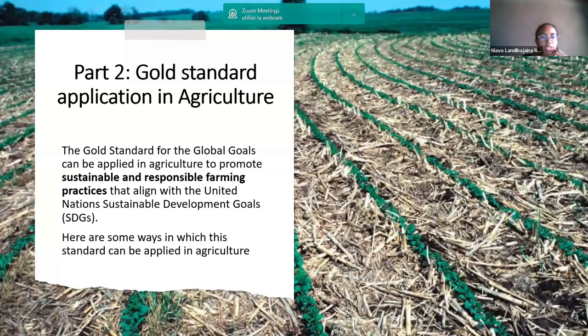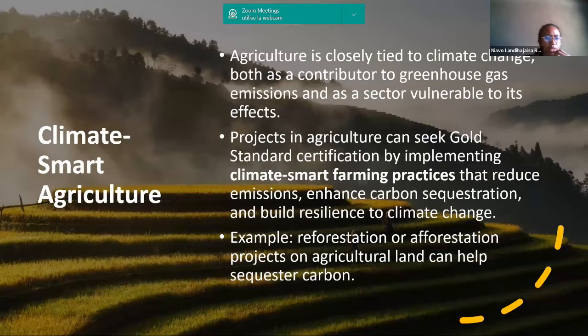Let's now see different applications of the Gold Standard in agriculture. In fact, the Gold Standard can be applied in agriculture to promote sustainable and responsible farming practices that align with the United Nations Sustainable Development Goals. And here are some ways in which this standard can be applied. First, we can see climate-smart agriculture.